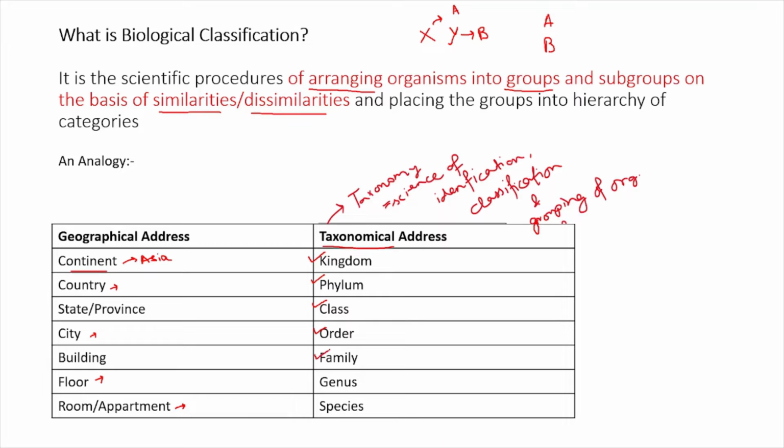Now, an order may have many families, so I will have to specify the family as well. And a family may have many genera. I will have to specify which genus I am talking about, and finally the species. So this is the last stage, which is very specific to our organism. An organism will have only a particular species.